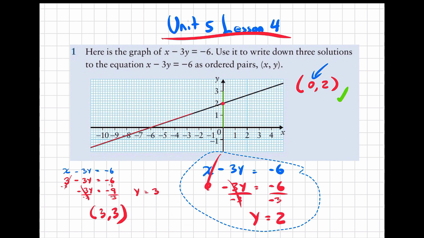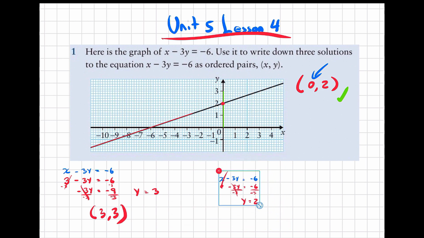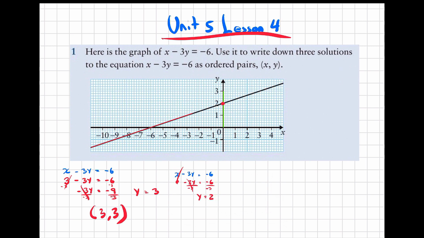Okay, so again, I'm going to just resize this, put it over to the side here, and I'll erase this right there and that.